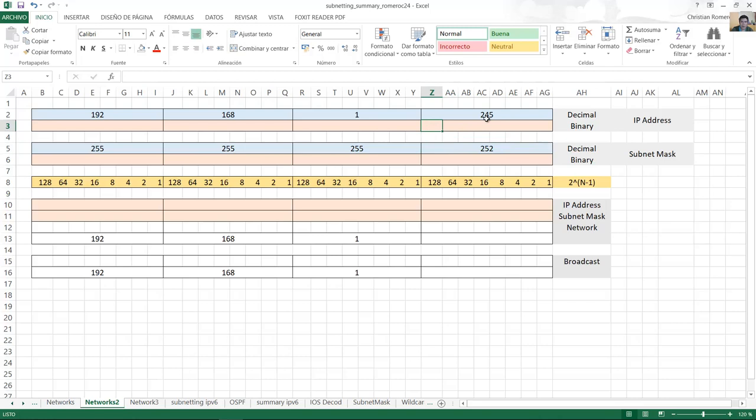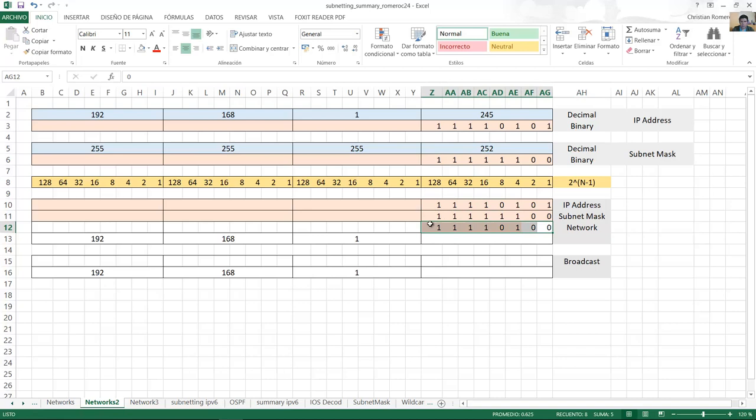Convert 245 to binary. 128 plus 64 is 192, plus 32 is 224, plus 16 is 240, plus 4 is 244, plus 1 is 245. The binary for 252 is 6 ones and 2 zeros. Copy this and copy this. Any number multiplied by 1 is the same number. Copy this here. Any number multiplied by 0 is 0, so fill the remaining spaces with zeros.